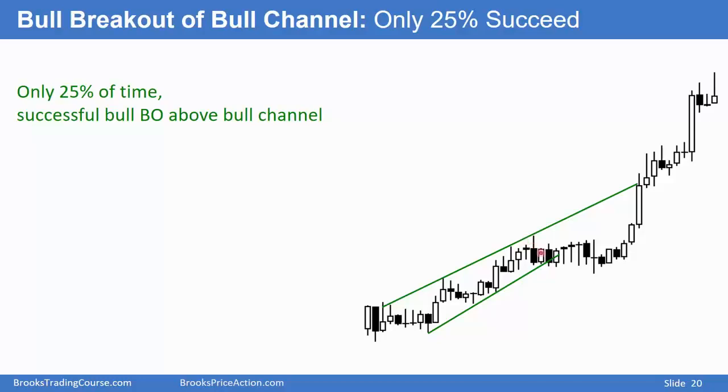Here we have a bull channel, fairly tight bull channel. We have a bear breakout, and now it looks like we're trying to get a bull breakout above the top of the bull channel. Only 25% of the time will you see a successful breakout above a bull channel. This is an example. 3 consecutive bull bars closing on their highs, good sized bodies. This is a breakout, and it appears that it's going to be successful. We have some hesitation, and then you can call this a channel. So spike, and then pull back, and then maybe channel, and then eventually a trading range.